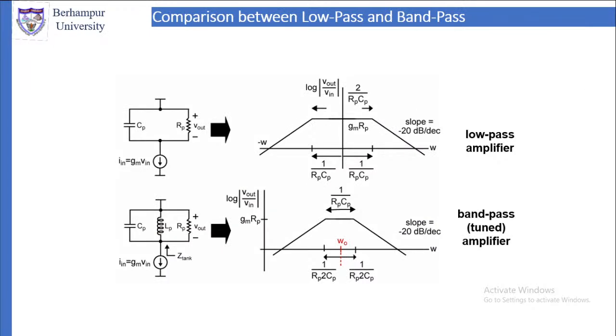Now you can see the comparison between the low pass and band pass figures. Low pass is the top one, band pass is the bottom one, and in the band pass the bandwidth is narrower than the low pass. So using a band pass, we are getting a narrowband amplifier. It is easier to get a narrowband amplifier if you use a band pass or tuned amplifier instead of a low pass amplifier.